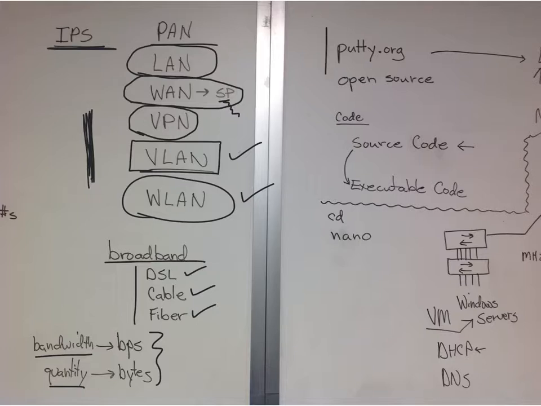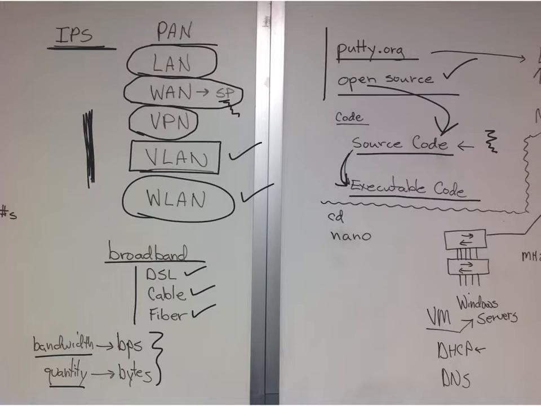Moving over here, the students opened up PuTTY. That's open source software. We discussed that the source code is open for people to change and adjust and so forth. Then that is turned into, we either compile or interpret it into an executable code, something the computer can execute.